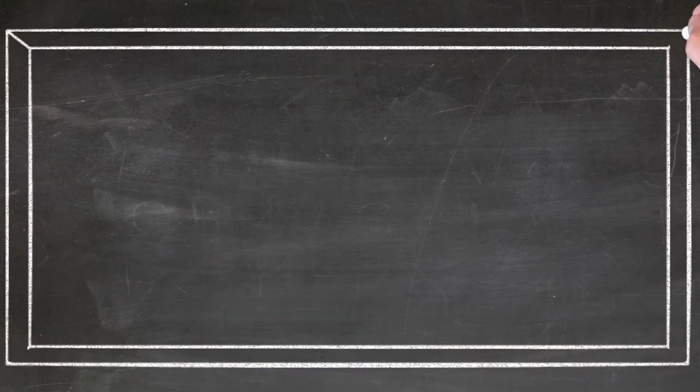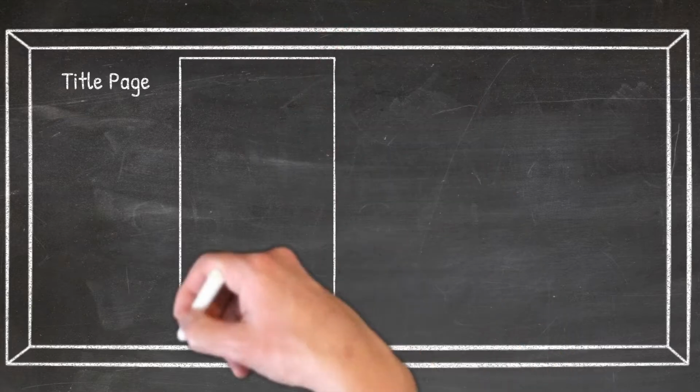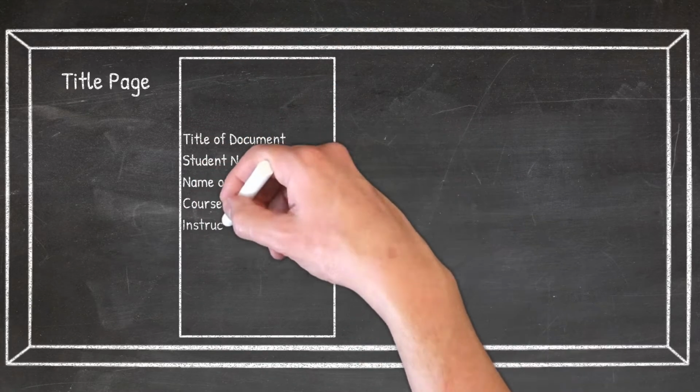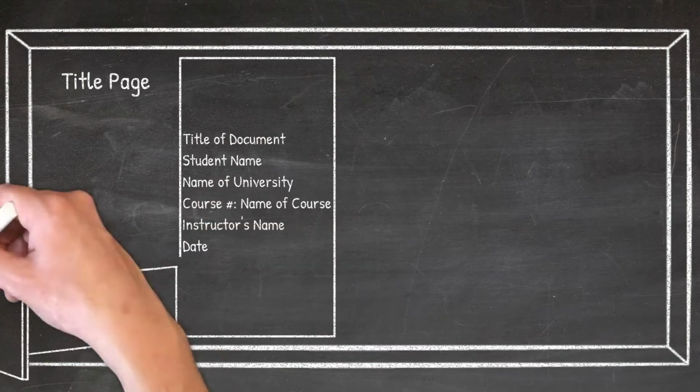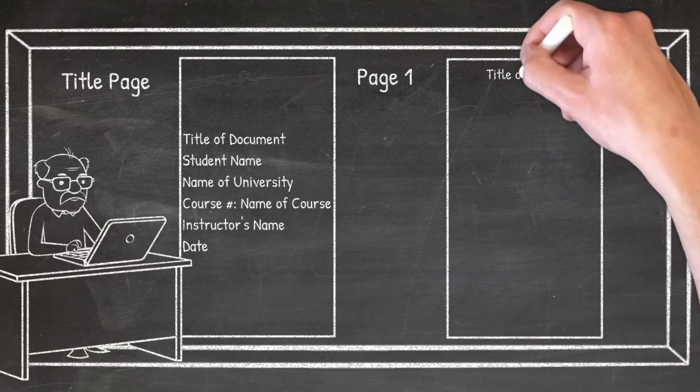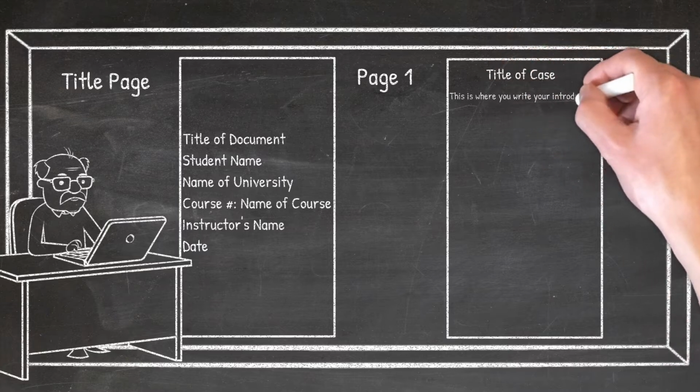You should begin with a title page. This page should contain the title of the document, such as Case Study Week 1. It should contain your name, the name of the university, the course name and number, the instructor's name, and the date submitted or written. The main body of your paper should contain two main section headings.